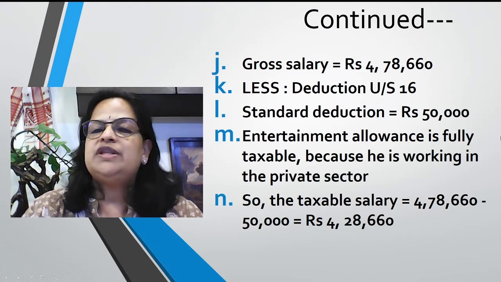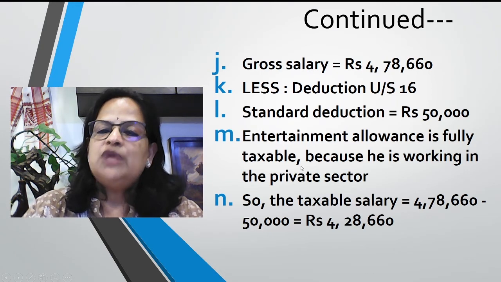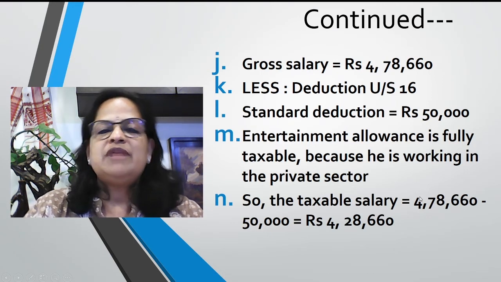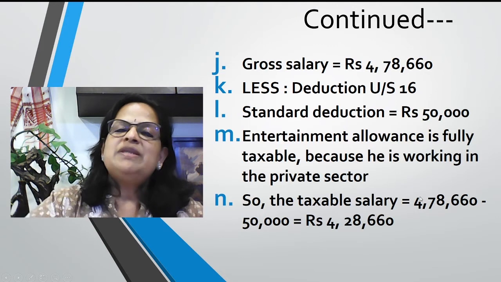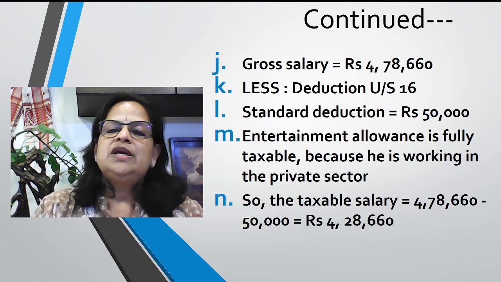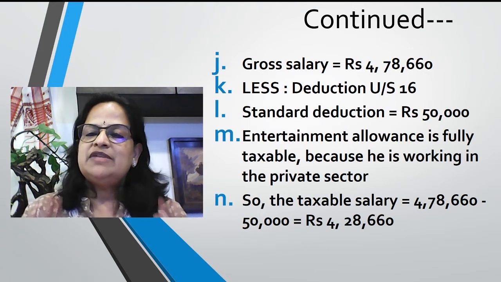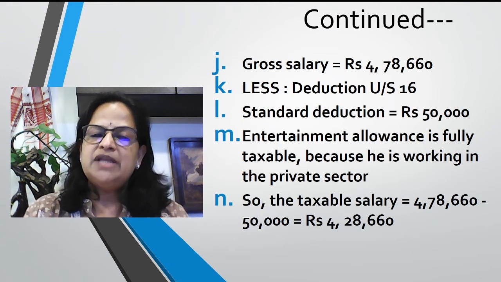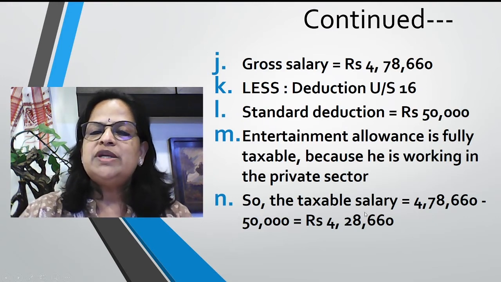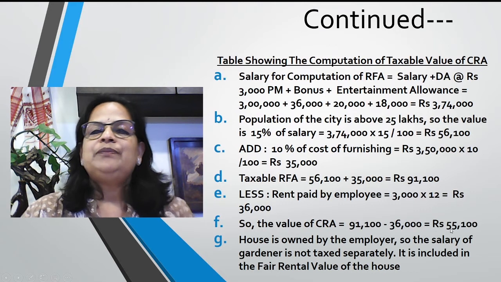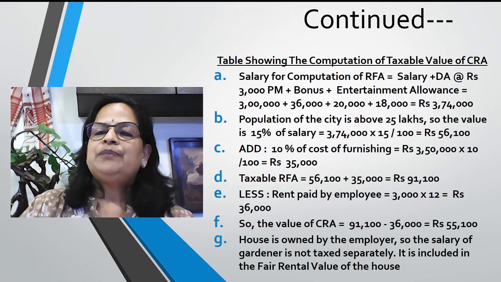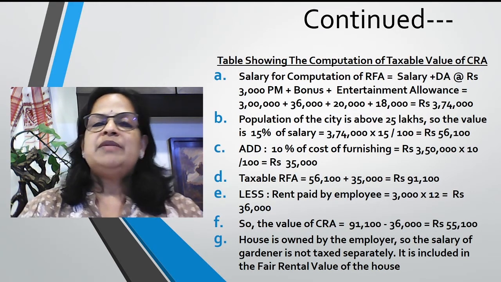Less deduction under section 16: standard deduction 50,000. Entertainment allowance is fully taxable because he is working in the private sector. Otherwise, if he was in the government sector, here also we would have to adjust. Now, taxable salary is 4,78,660 minus 50,000, which is 4,28,660.